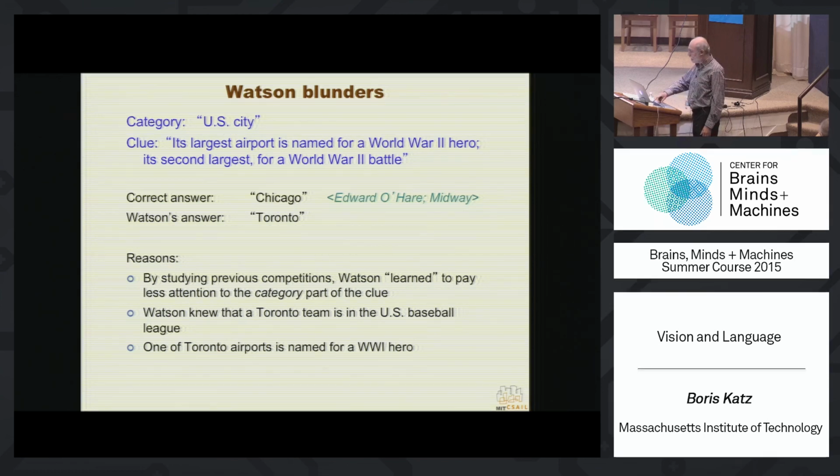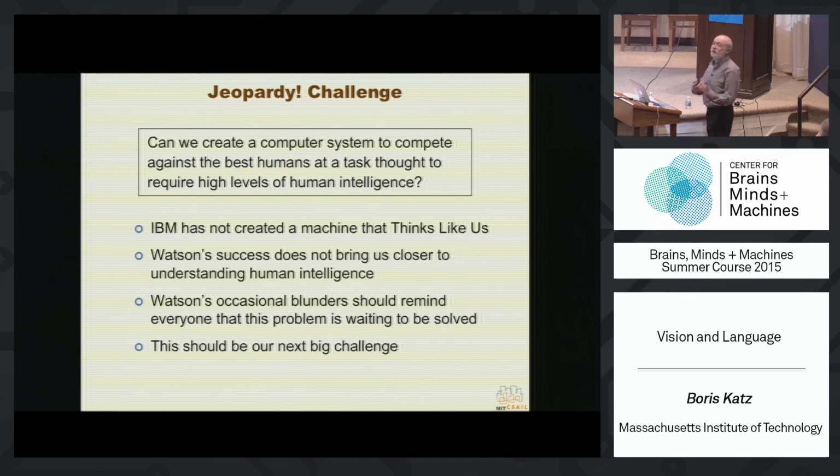But a question to us is whether this is what we should all be striving for. I'm certainly all in favor of building awesome systems, and they did, and I explained why I think it's good. But IBM has not created a machine that thinks like us. And Watson's success didn't bring us even an inch closer to understanding human intelligence.